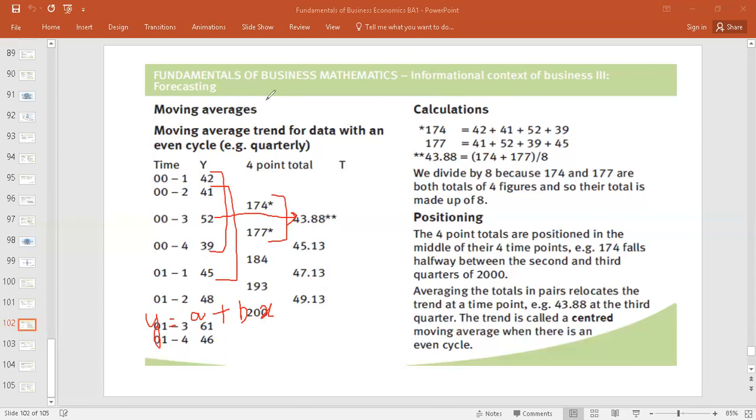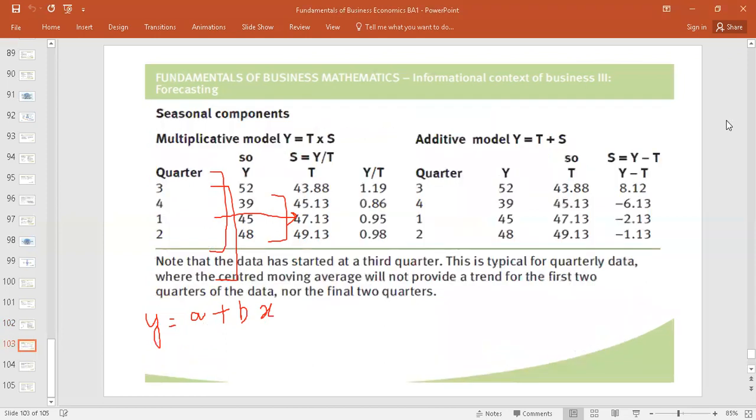Otherwise, we can also find the average value: 42, 41, 52, 39, 174 divided by 4, find it out, and 177 divided by 4, find it out. Since it is already divided by 4, when we find the average of these two, it will only be divided by 2. So that's how the moving averages are calculated. But I didn't see any question based on moving averages.